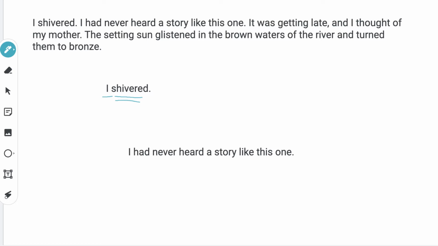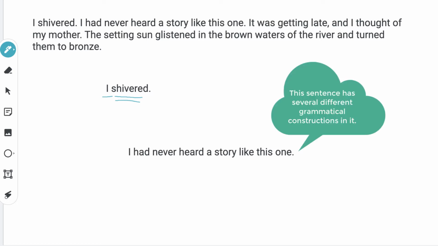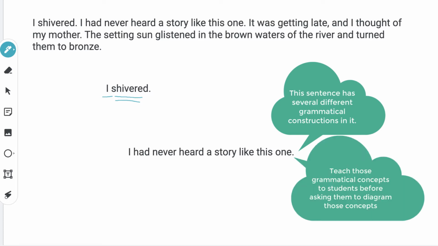Okay, now let's diagram the second sentence from the passage. It's a simple sentence, but it has more to it than the first one. I had never heard a story like this one. Understand that for the sake of showing you Nancy's way, I'm pointing out several grammatical concepts at once. Before you have your students mark these concepts in a sentence, they'll first need some instruction on what they are. For instance, before they can locate a subject and a verb, they first need instruction on what subjects are and what verbs are. Before students can find direct and indirect objects, they're first going to need some instruction on what those objects are and what they do.